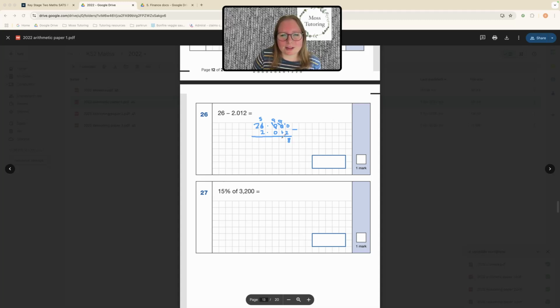9 take away 1 in the hundredths is 8. 9 take away 0 is 0. Decimal point. 5 take away 2 is 3 in the ones. Then 2 take away 0, always put a placeholder if that helps you, is 2. To make an answer of 23.988. Make sure you're copying your answer exactly as you've done it. Don't change it, whatever you do. So well done if that's the answer that you got.